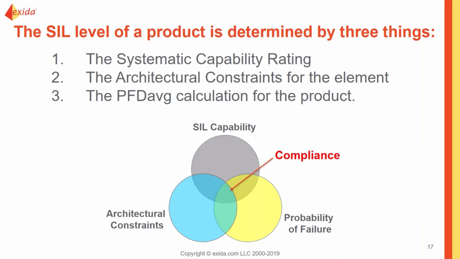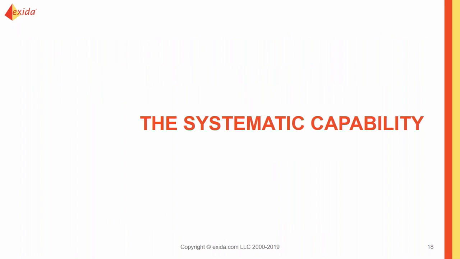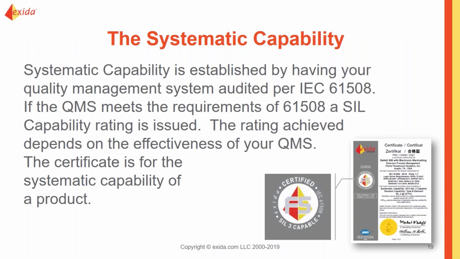So let's look into each of these a little bit more in detail, starting with the systematic capability. Systematic capability is usually one that gets swept under the rug, and that's not a good thing. Systematic capability is all about the quality management system and having it audited to all of the requirements of IEC 61508. So, if you remember back, SIL 1 was the lowest. It didn't take as much risk out. So, if you look in the standard, there are all of these requirements for a SIL 1 application.